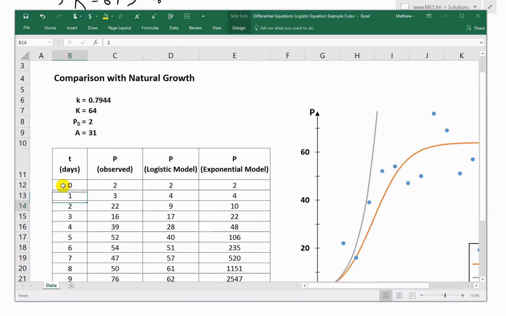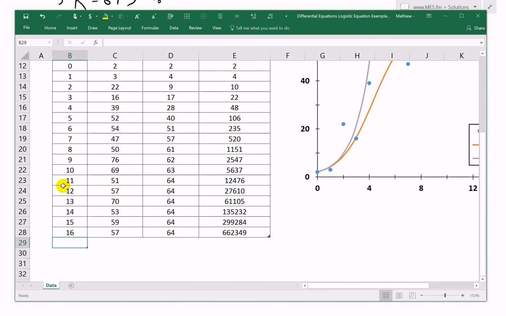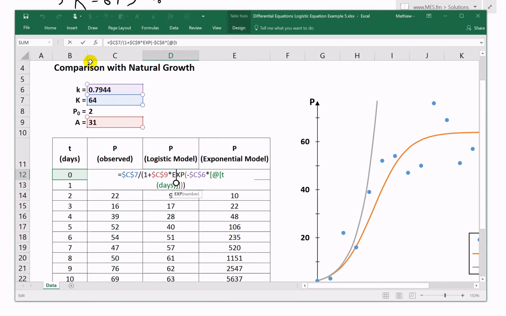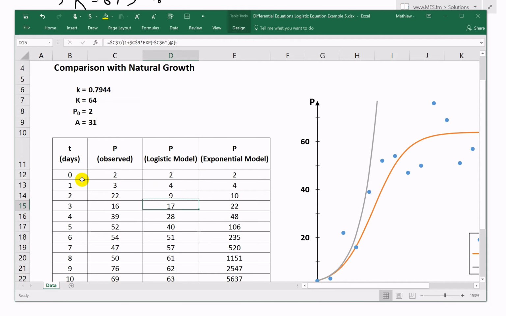So here's the table. Here is day 0 all the way to 16 days. And here's the observed data, 2 to 57. And then the logistic model here, which is equal to C7, which is the carrying capacity, divided by 1 plus C9, the A value, times e to the power of negative C6, which is here, 0.7944, times t, which is in days. And again, I have it for each one.